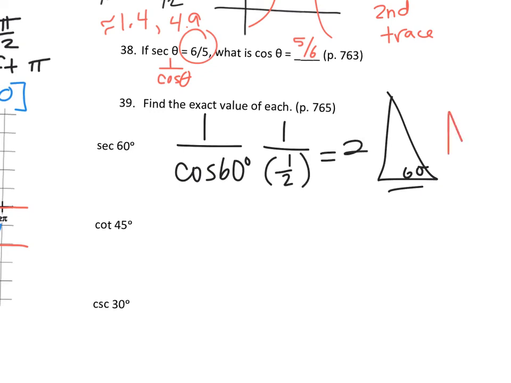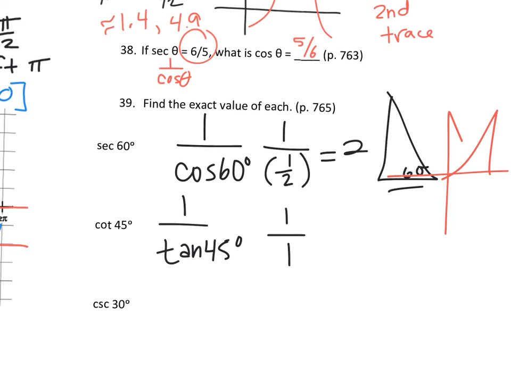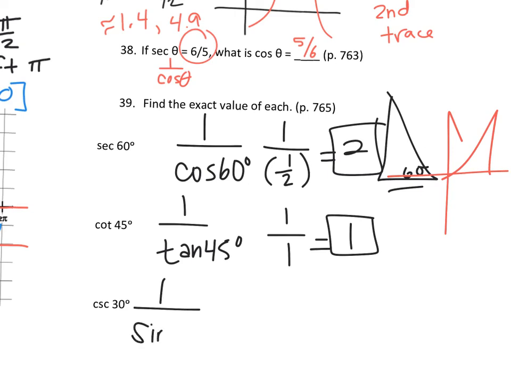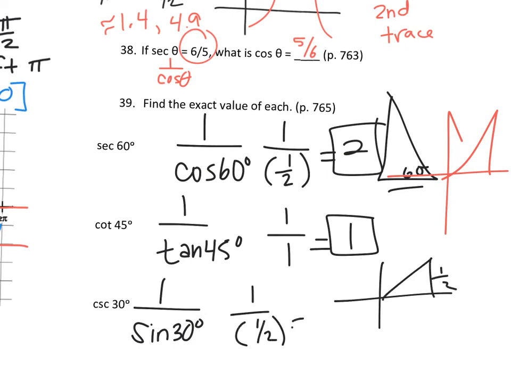I actually kind of drew that weird because I should have drawn it in the coordinate plane. And then the cotangent of 45 is 1 over the tangent of 45. So the tangent of 45 is 1, so 1 divided by 1 is 1. And the cosecant of 30 is 1 over the sine of 30. So sine of 30 is 1/2, so 1 divided by 1/2 is 2.